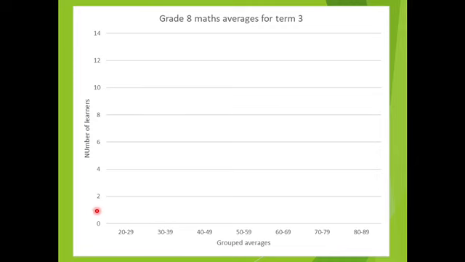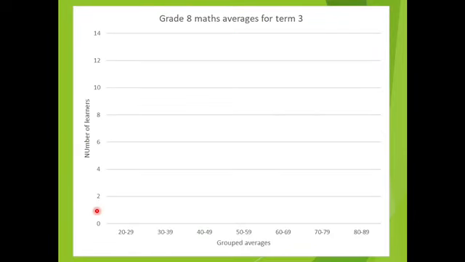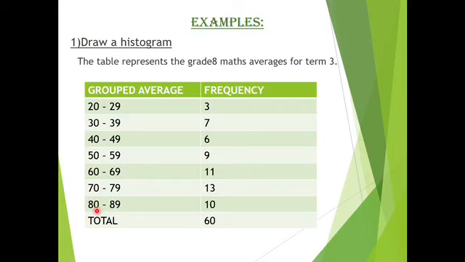And then your frequency, you can actually choose how much you want to go up. You could go up in 1s, in 2s, in 3s, in 5s, in whatever you want to, but just make sure that it's the appropriate amount. You don't want it too small or too big. I've chosen to go up in 2s because it's easier. Our first one for group data is 20 to 29 and we have a frequency of 3.